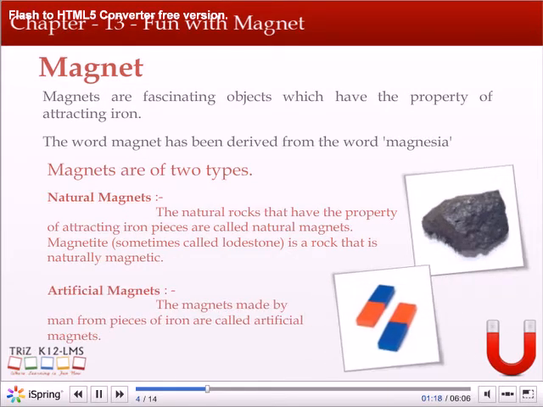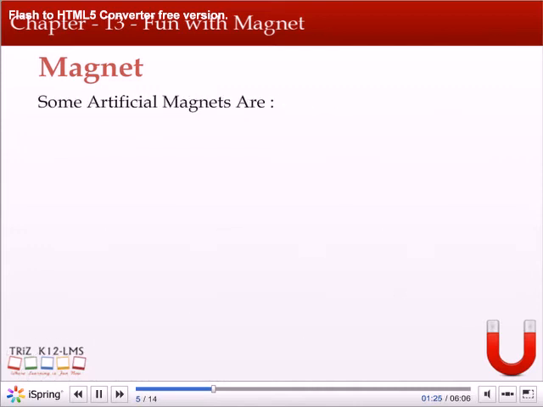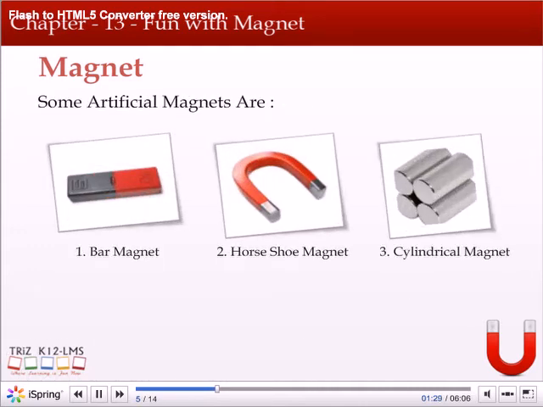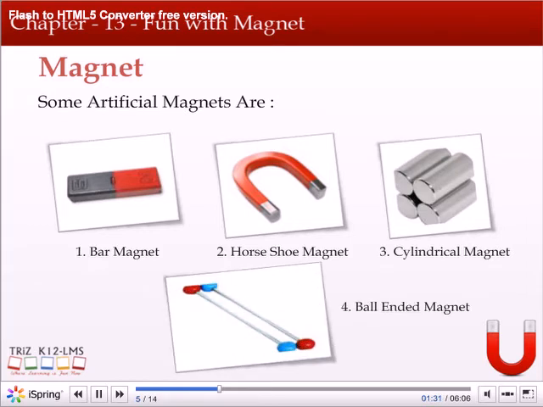Artificial magnets. The magnets made by man from pieces of iron are called artificial magnets. Some artificial magnets are bar magnet, horseshoe magnet, cylindrical magnet, and ball-ended magnet.